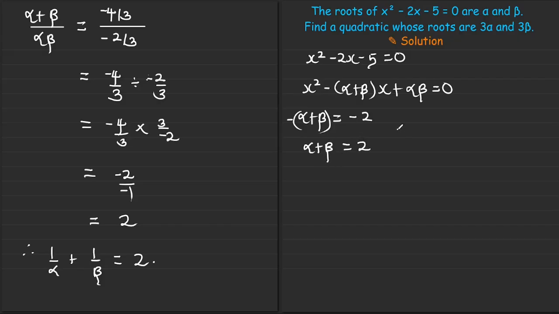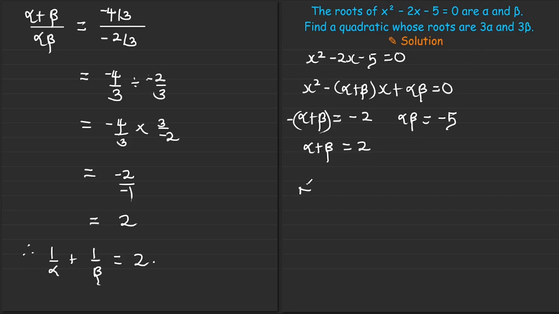Then we come to the product. So alpha beta, that is the product of the roots, is equal to the constant term we have here, which is negative 5. So we have the sum of roots of this particular equation, and we have the product of the roots as well. How do we depend on this to get the sum and the product of the equation we don't know?